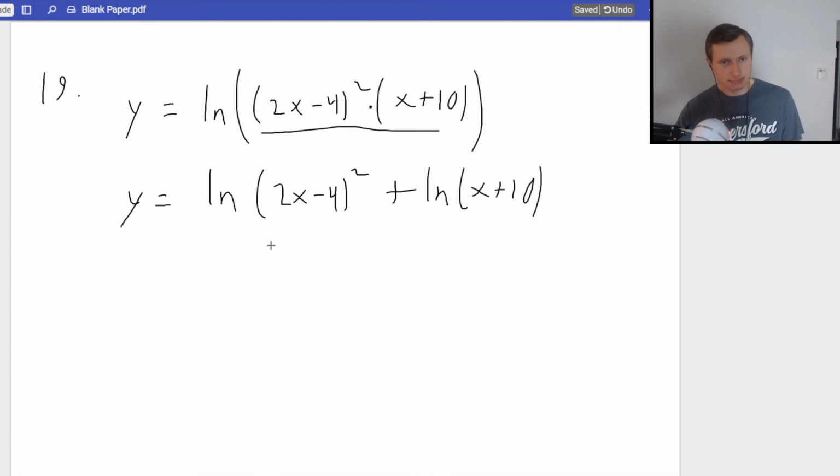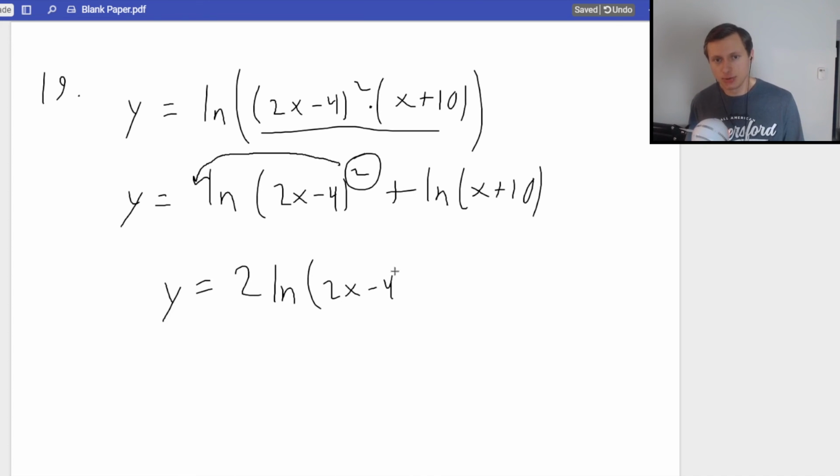Don't forget that. And then there's one more property of logarithms we need to remember, and that is this squared right here. So whenever we have squared in a logarithm, it's not a power rule. This is its own property of logarithms. You pull the 2 out in front, and then the exponent's just gone. If it was 3, it's not 3 minus 1. It's just gone. So y equals 2 natural log of 2x minus 4 plus the natural log of x plus 10. This is as much as it can be simplified.